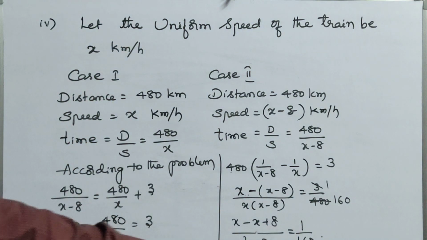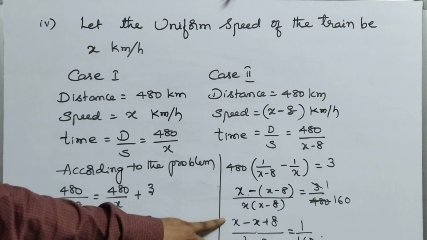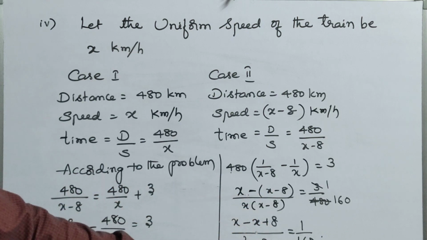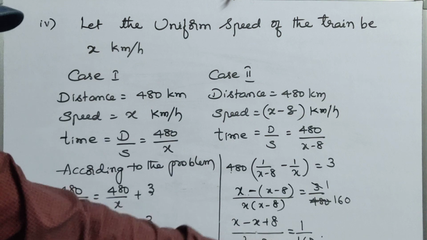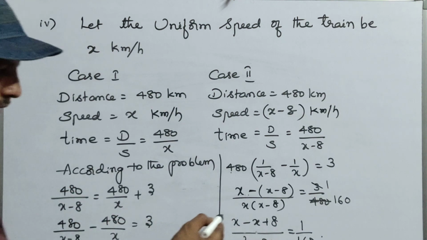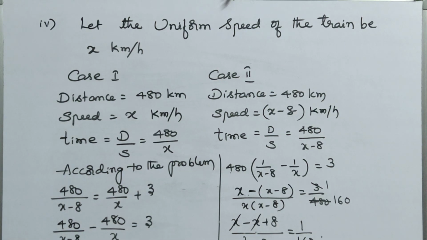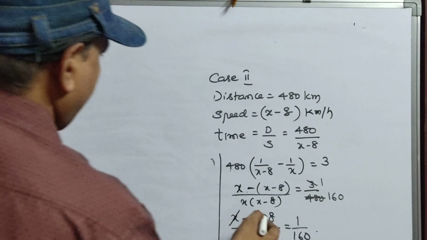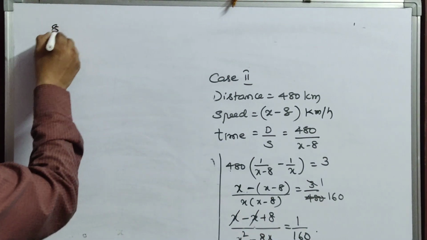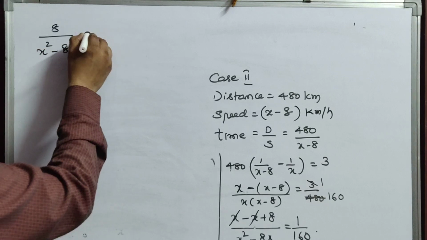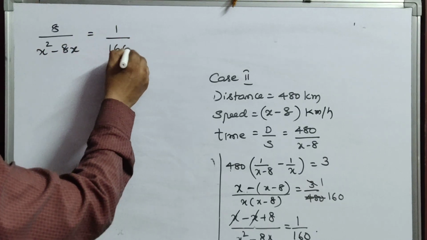Okay, children, up to here you copy first. I'll do the remaining sum on this side again. X minus into plus is minus, minus into minus is plus, x into x is x square minus 8x equals 1 by 160. If you observe clearly here, plus x and minus x get cancelled. So what is left now? You are left with 8 by x square minus 8x equals 1 by 160.